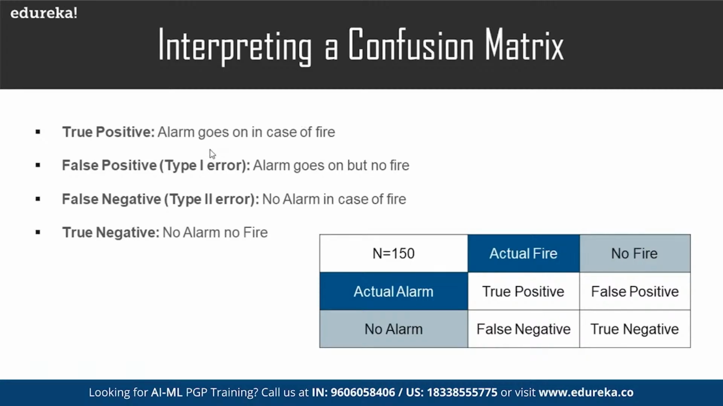So for example, true positive, I was talking about it: the alarm goes on in case of fire. False positive, this is again what we call a type 1 error: the alarm goes on but there is no fire. But false negative, this is very critical, a type 2 error: there is no alarm even though there is a fire in place. It's such a dangerous thing. But we do not always have to consider such false negatives.